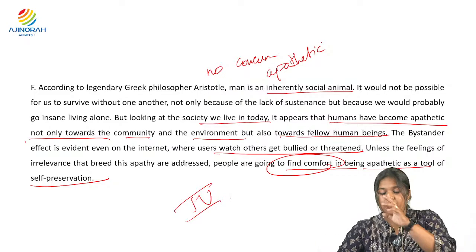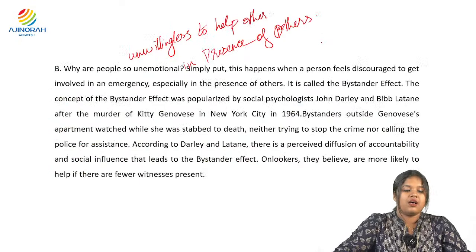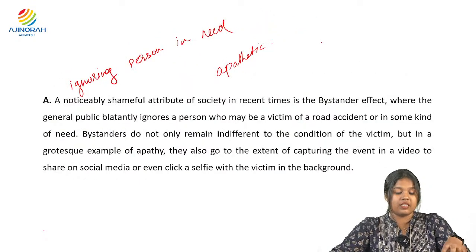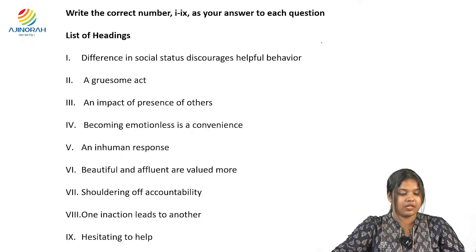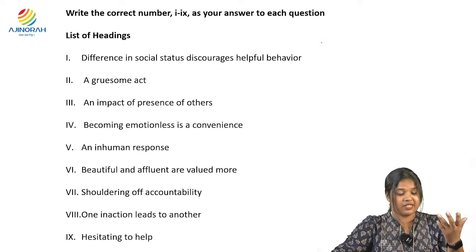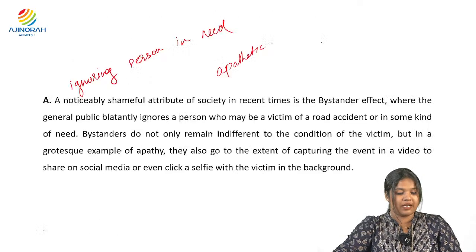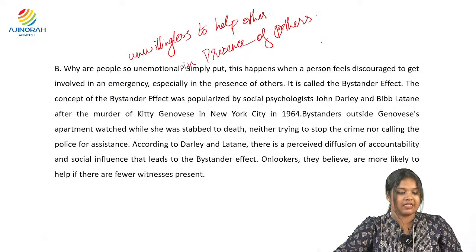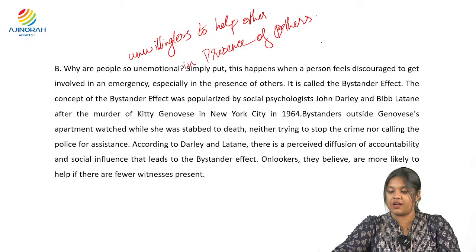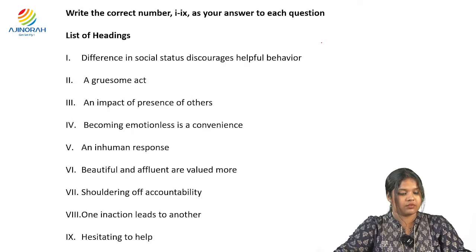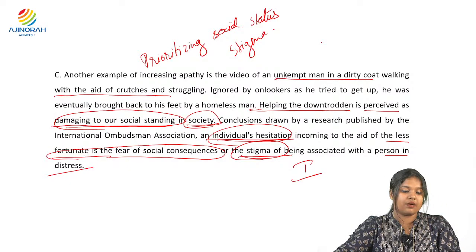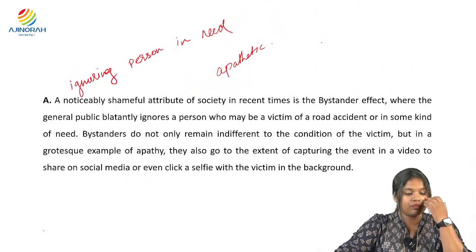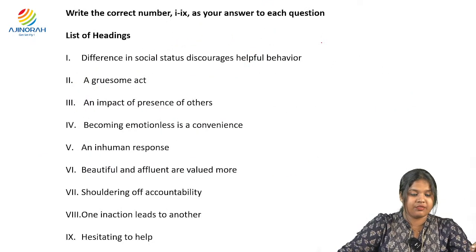So this is one way to tackle this question. We have already given headings for each paragraph. So that's how you find, like we have ignoring people in need, apathetic, and we have already solved this one. So yes, an inhuman act: ignoring people in need and they are apathetic. Then unwillingness to help others, presence of others. So it's the third one, that is an impact of presence of others. Then comes the third one, it's prioritizing social status and stigma. So you can find the answer in, yes, difference in social status discourages helpful behavior.